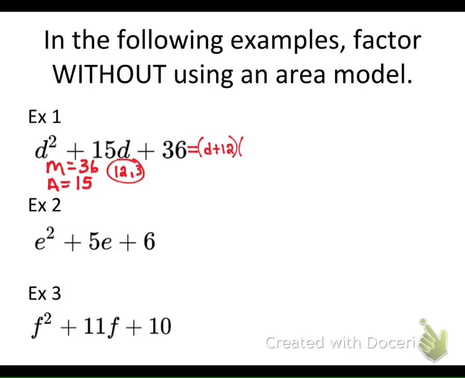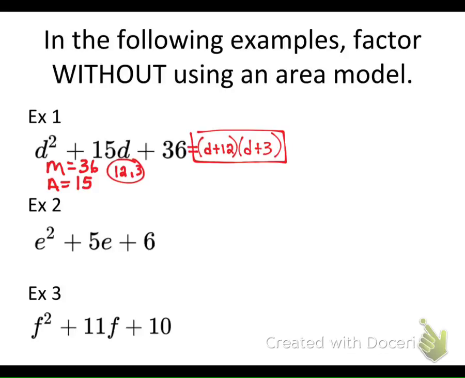So what number am I going to use for my width? The 3, right? Because I used the 12 already for the height. What number do I have left? The 3 for the width. What variable do I need? D plus 3. That's it.